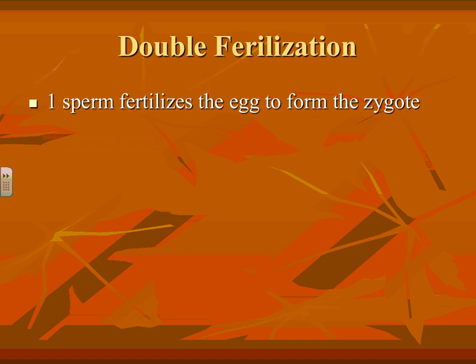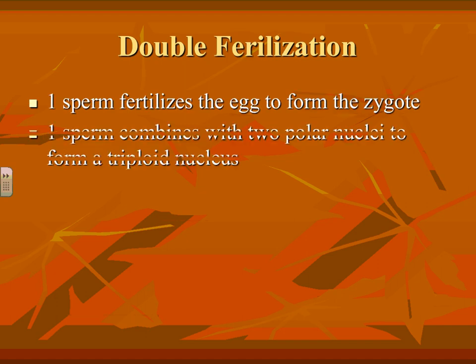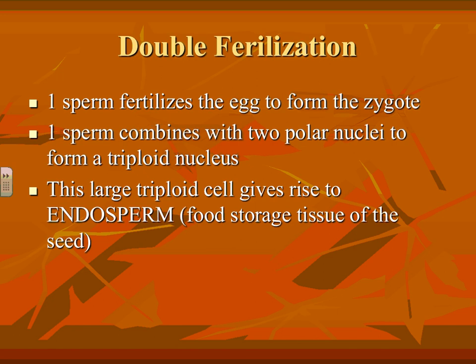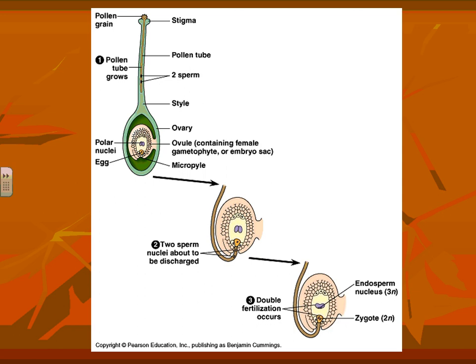Double fertilization would be when one sperm fertilizes the egg to form a zygote. One sperm combines with the two polar nuclei and forms a triploid nucleus. That triploid cell does give rise to the endosperm, and the endosperm is the part of the seed that is the food storage tissue. That's what the seed is going to be using as food until it can grow some leaves and carry on photosynthesis. And this is a picture of all of those terms and what that means.